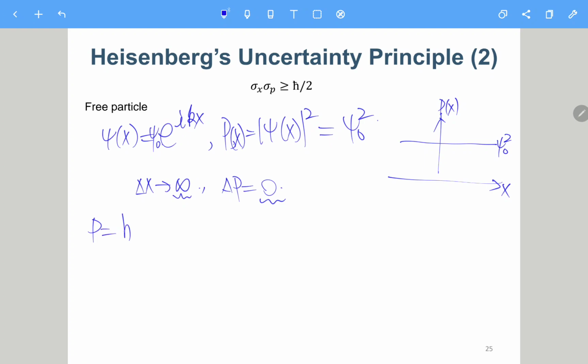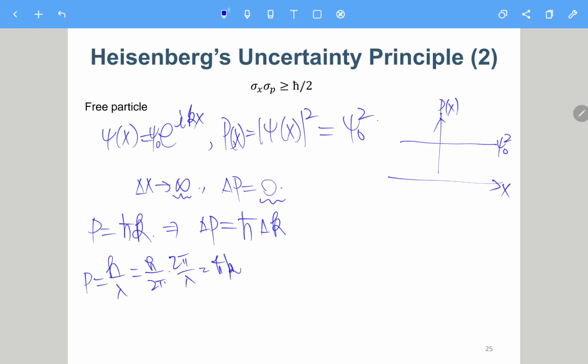And of course, p equals h bar k. If you still remember, p equals h over lambda, and then if we have h over 2 pi and then 2 pi over lambda, so this is h bar k, which means that delta p equals h bar times delta k, and then delta p equals 0, which means that delta k is 0, because we actually have a fixed k.